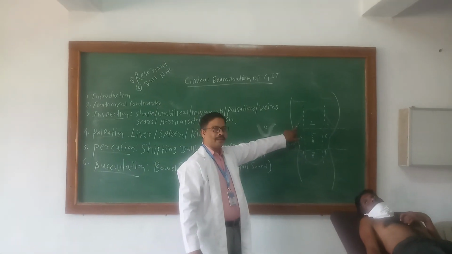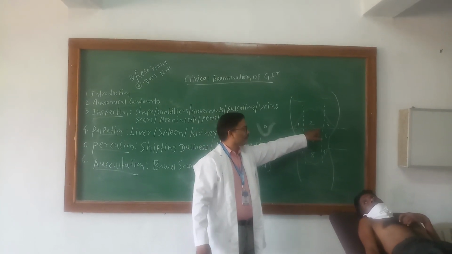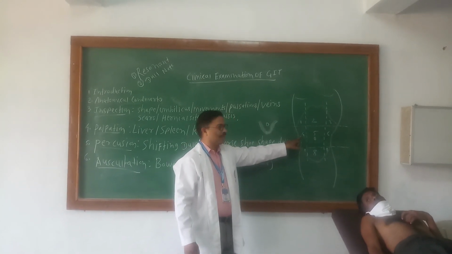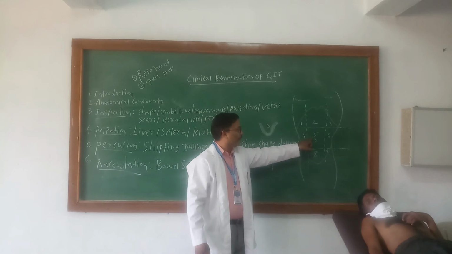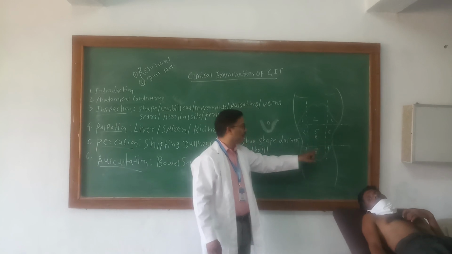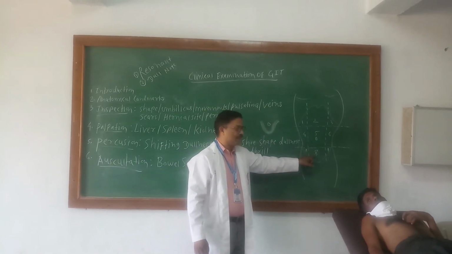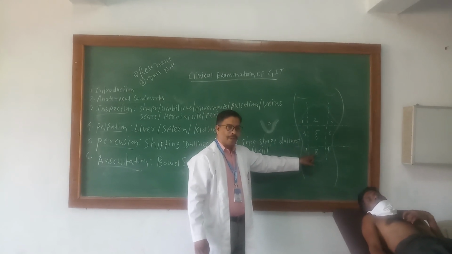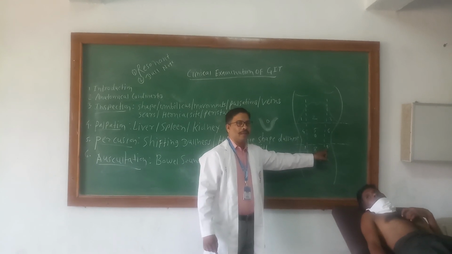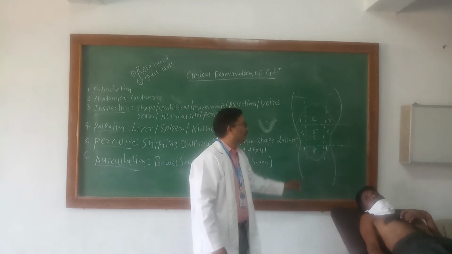First is called the right hypochondrium. Second is the epigastrium. Third is the left hypochondrium. Fourth is the right lumbar. Fifth is the umbilical. Sixth is the left lumbar. Seventh is the right iliac. Eighth is the suprapubic or hypogastrium, and the last one, ninth, is the left iliac region. Like that, there are 9 quadrants on the abdomen.